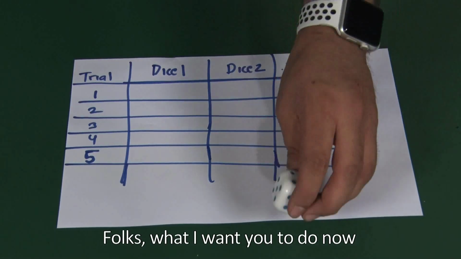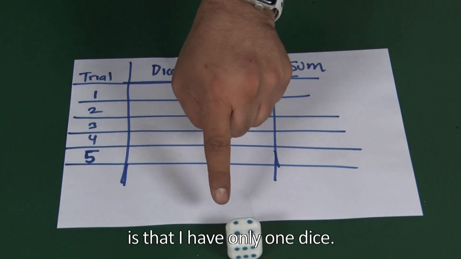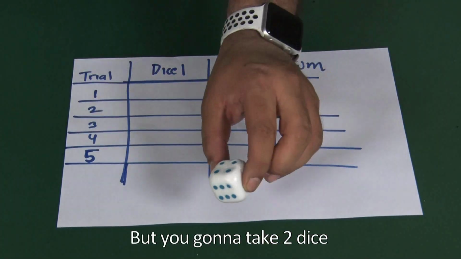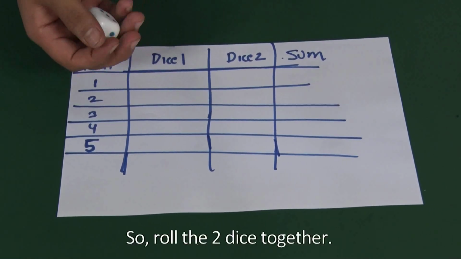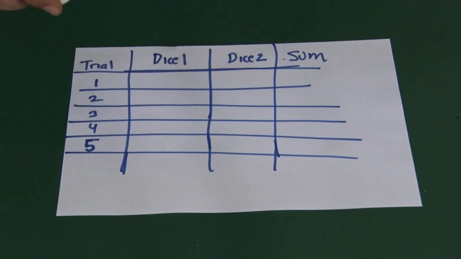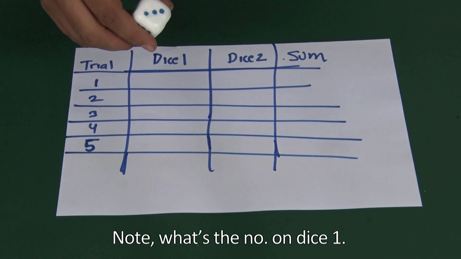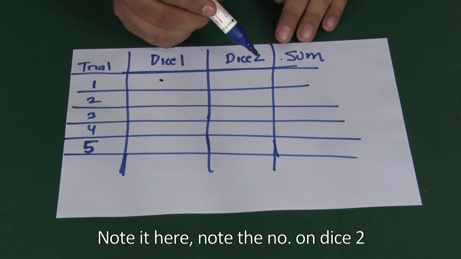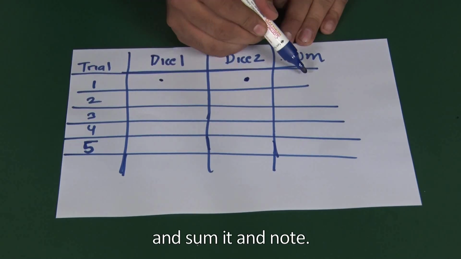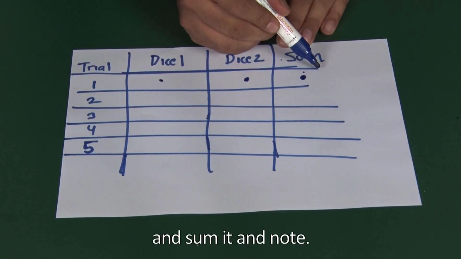Folks, what I want you to do now is, I have only one dice, but you got to take two dice, alright? And do an experiment and repeat it many times. So roll the two dice together, note the number on dice 1, note the number on dice 2, and sum it and note it, alright?